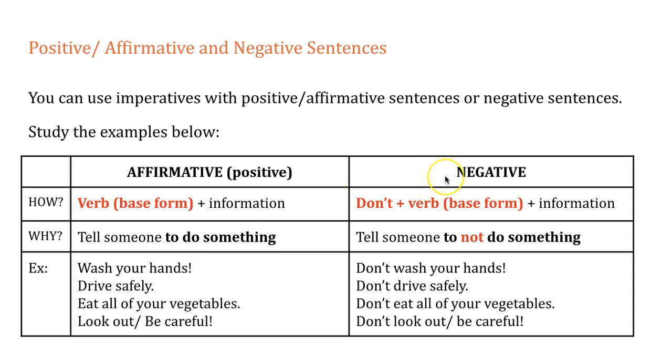Or if you're using a negative sentence, you use don't and then the verb. This is to tell someone to not do something. Don't wash your hands. Don't drive safely. Don't eat all of your vegetables. Don't look out. Don't be careful. So both are correct, positive sentences or negative sentences. Both are correct when you use imperative sentences.